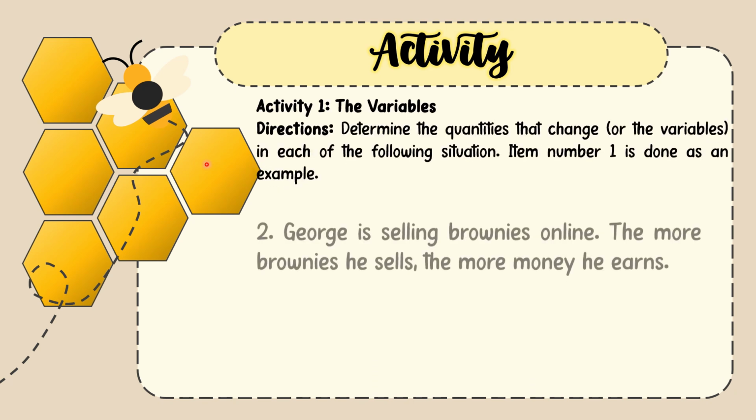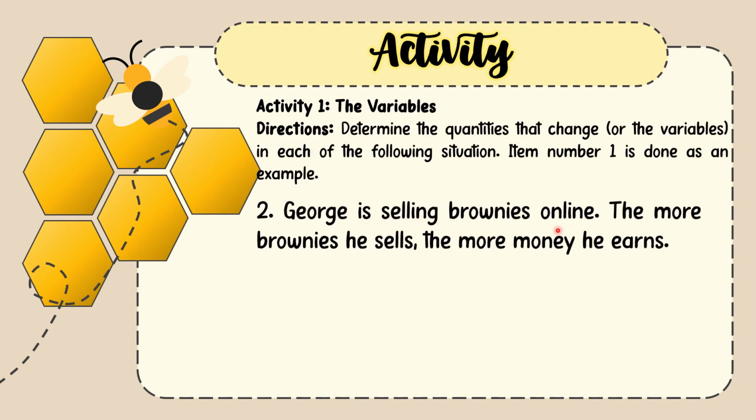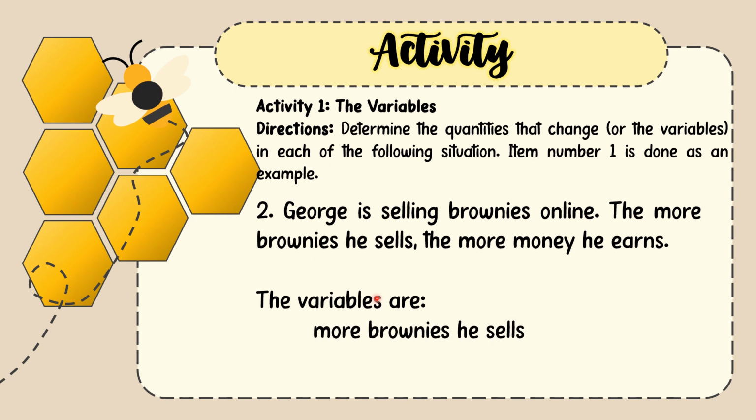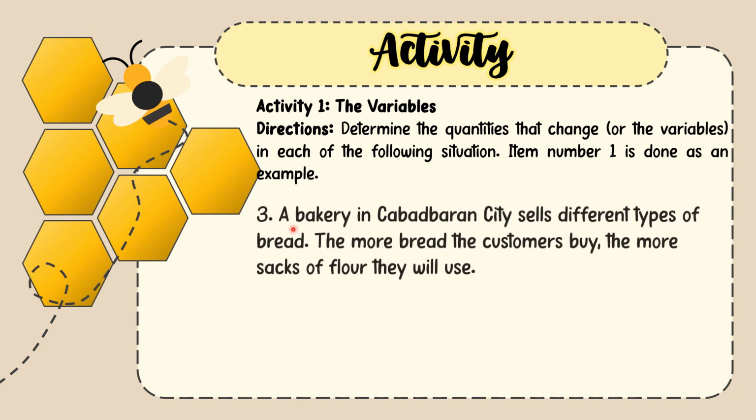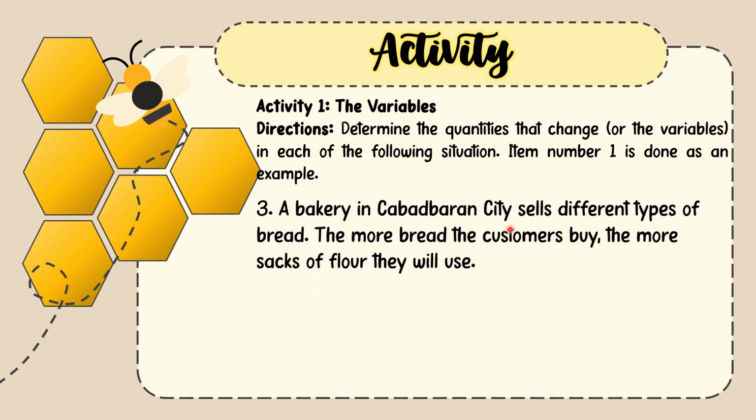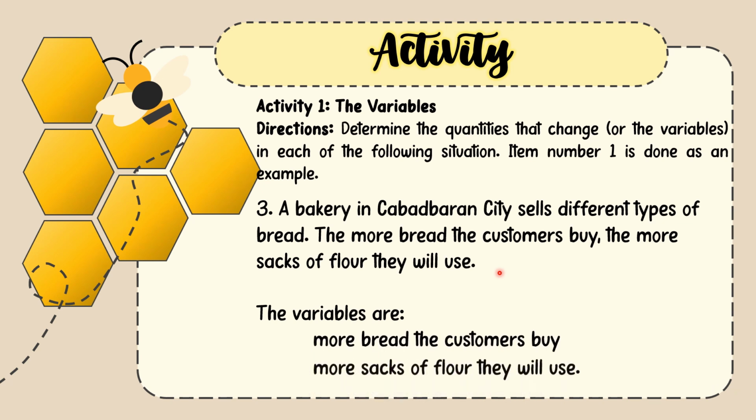Let's have activity number 2. George is selling brownies online. The more brownies he sells, the more money he earns. So the variables for this situation are the brownies he sells and the money he earns. Situation number 3. A bakery in Cabadbaran City sells different types of bread. The more bread the customers buy, the more sacks of flour they will use. So the variables are the bread the customers buy and the sacks of flour they will use.